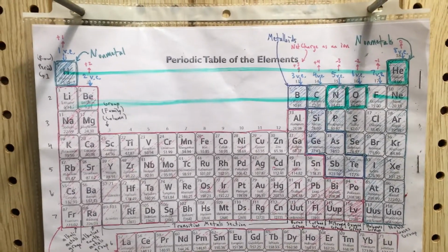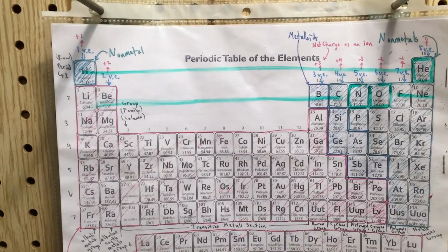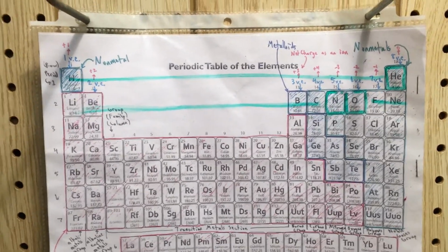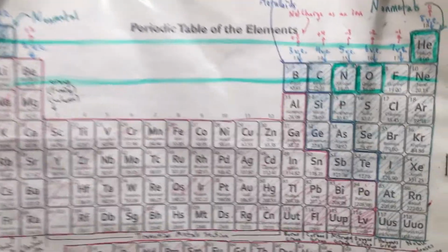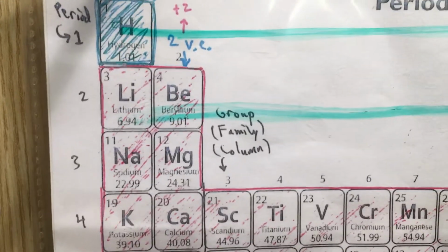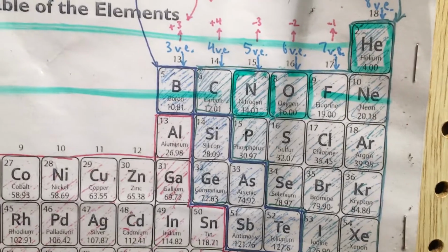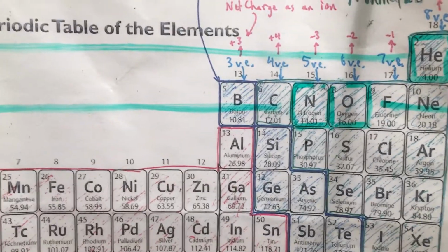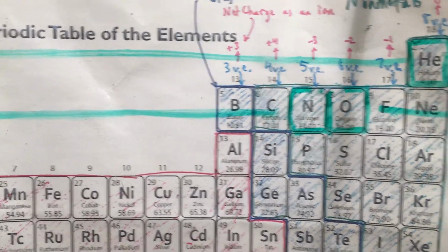Unlike with station 1, here we don't have any elements that are in the same group, the same family, the same column with each other. But we do have two elements that are in the same period. Nitrogen and oxygen are in the same row. They are in row 2, so the second period of the periodic table. Now, that doesn't say as much about sharing properties, but it is a way to kind of categorize them.